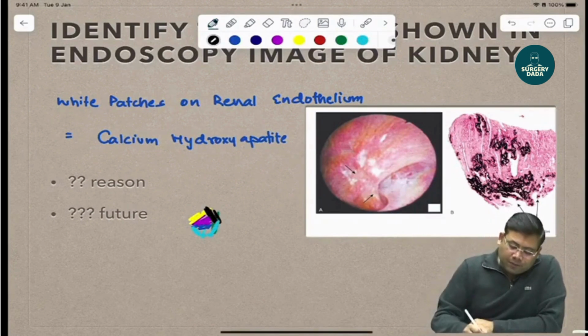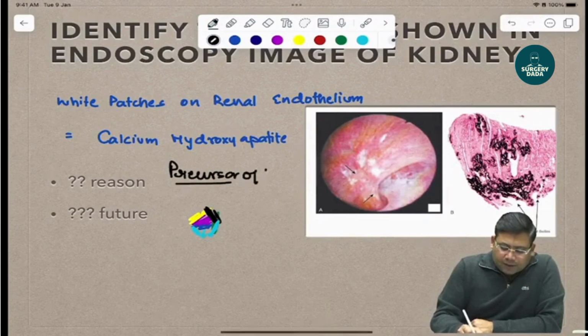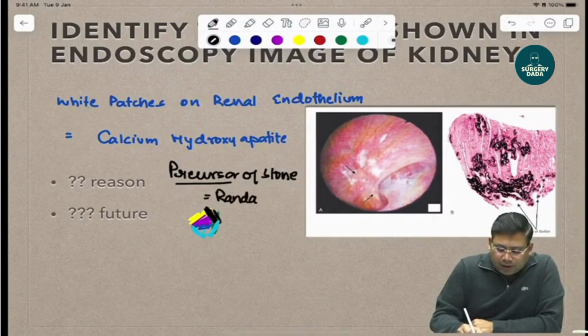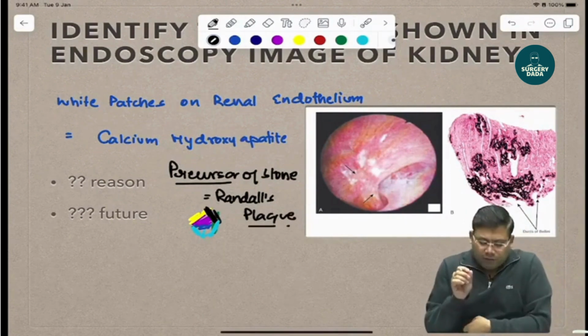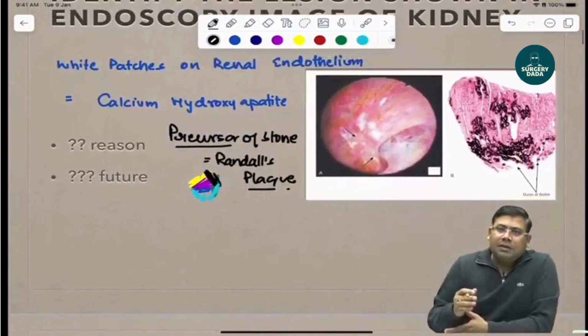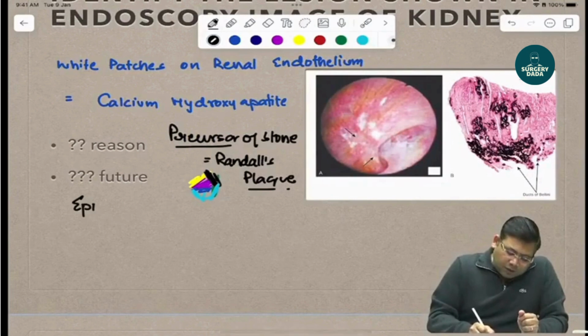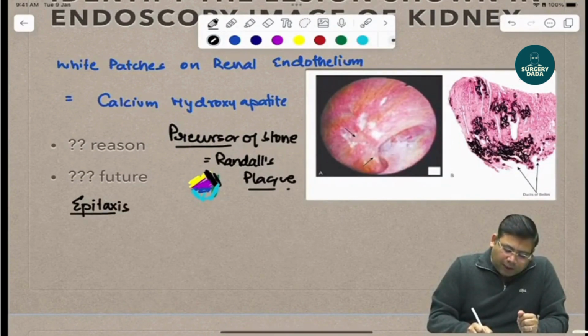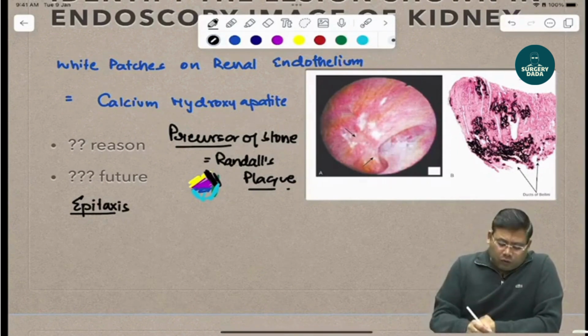So I can say that they are nothing but the precursor of the stone, and since they are precursor of the stone, they have to be given a name of what, students? Randall's plaque. So what you are seeing in the image in front of you is Randall's plaque. This is very, very important. And what is this pattern of stone growth by deposition of one layer over another? This is what is known as epitaxy. This is very, very important.